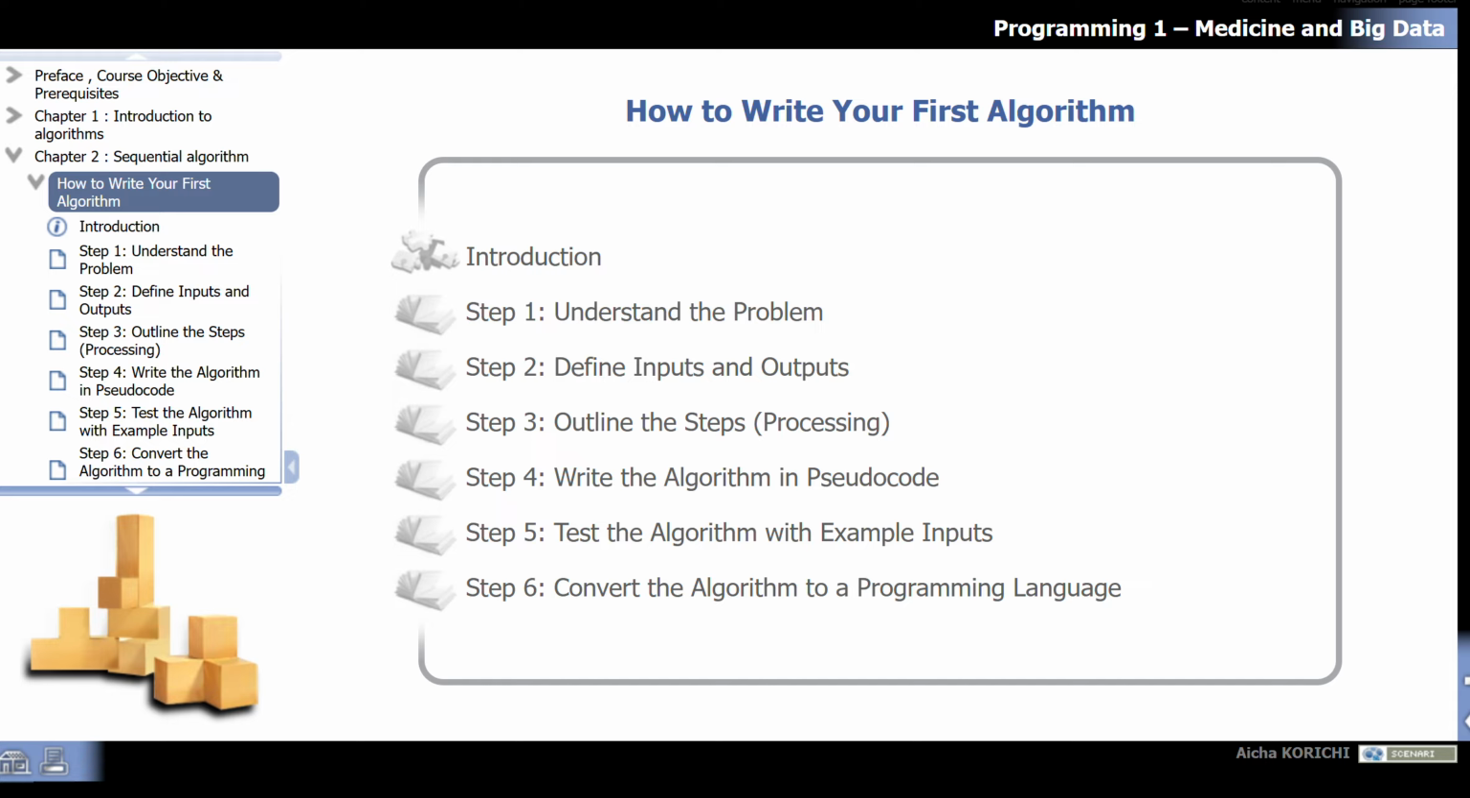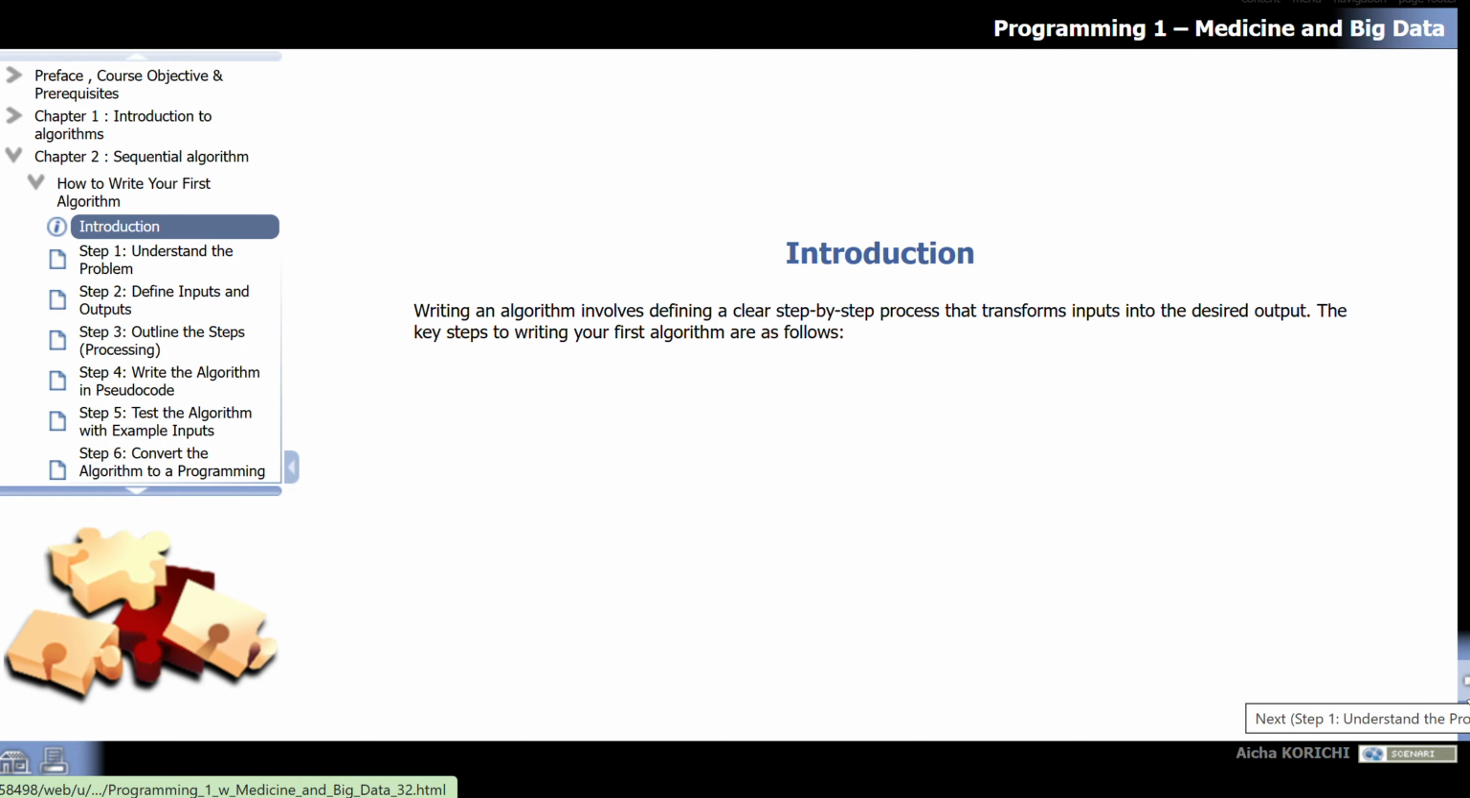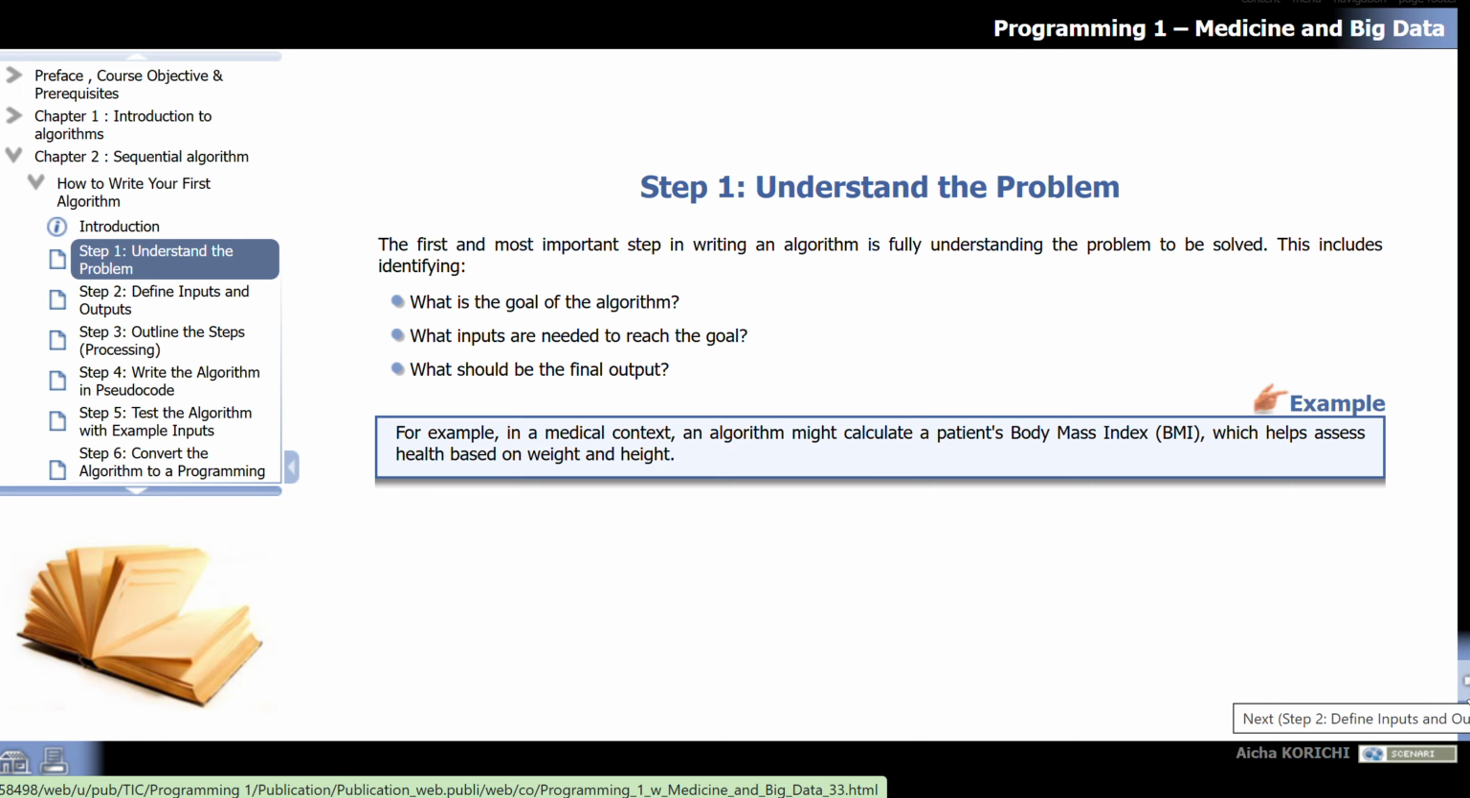So, what is a sequential algorithm? A sequential algorithm is a list of instructions followed step by step in order. So writing an algorithm involves defining a clear step-by-step process that transforms the input into the desired output. The key steps to writing the first algorithm are as follows. So the first step is to understand the problem.